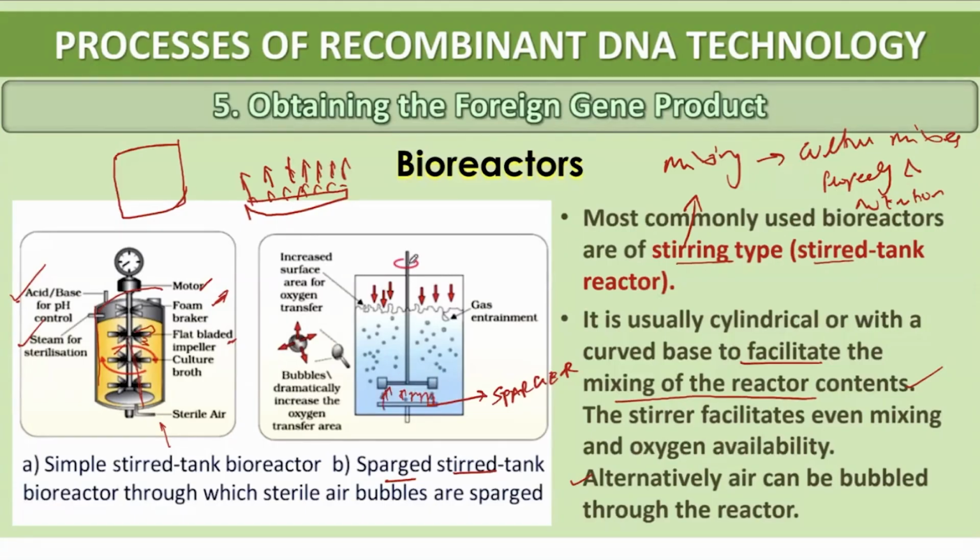So this sterile air, and then we have this motor connected to a rotor as well, and this will spin. This sparger and this motorized mixer are also helpful in mixing of the content. The bubbles dramatically increase the oxygen transfer area, the surface area for the oxygen, and there is proper mixing of it. So we have learned about two different bioreactors. One is the stir tank bioreactor. Another is the sparged stir tank. So what is the difference? In the sparged one, there is a sparger present that will release air into the media.